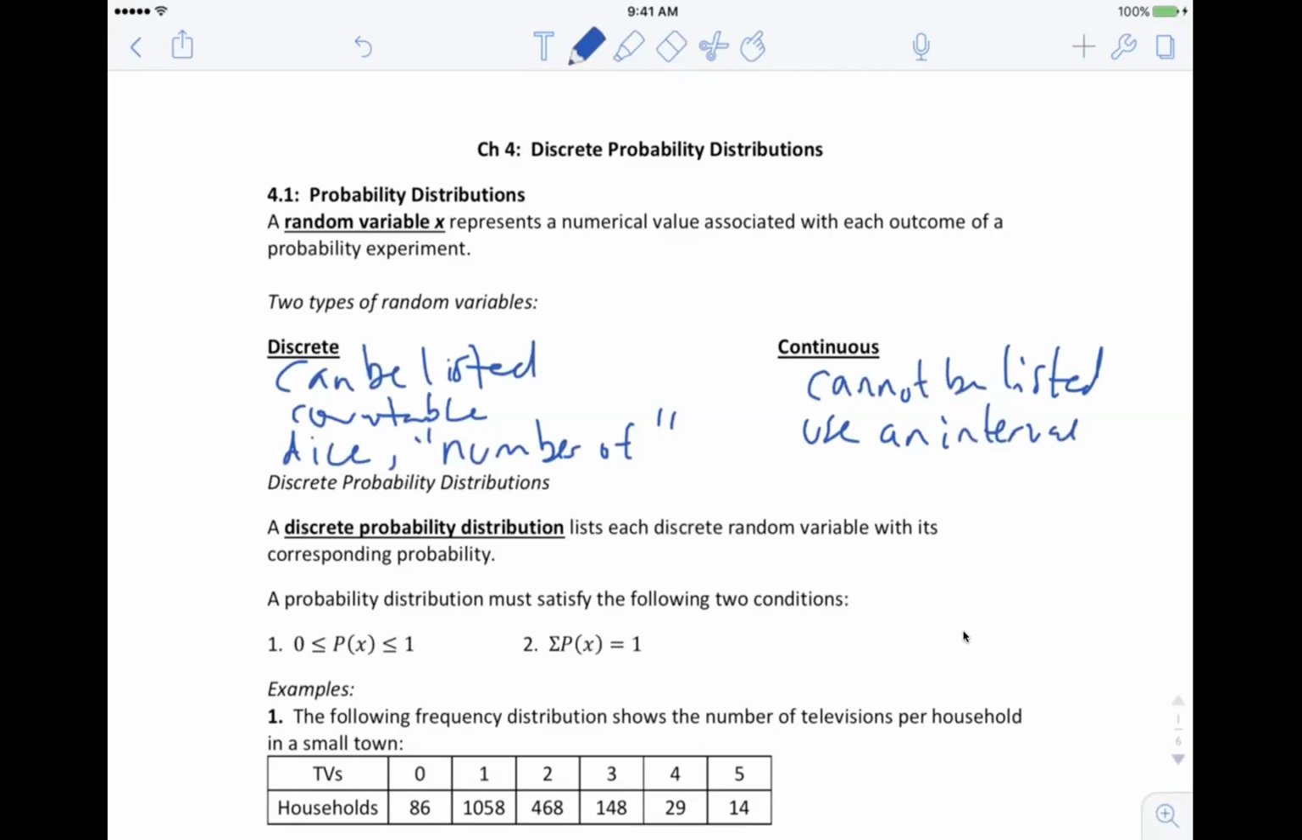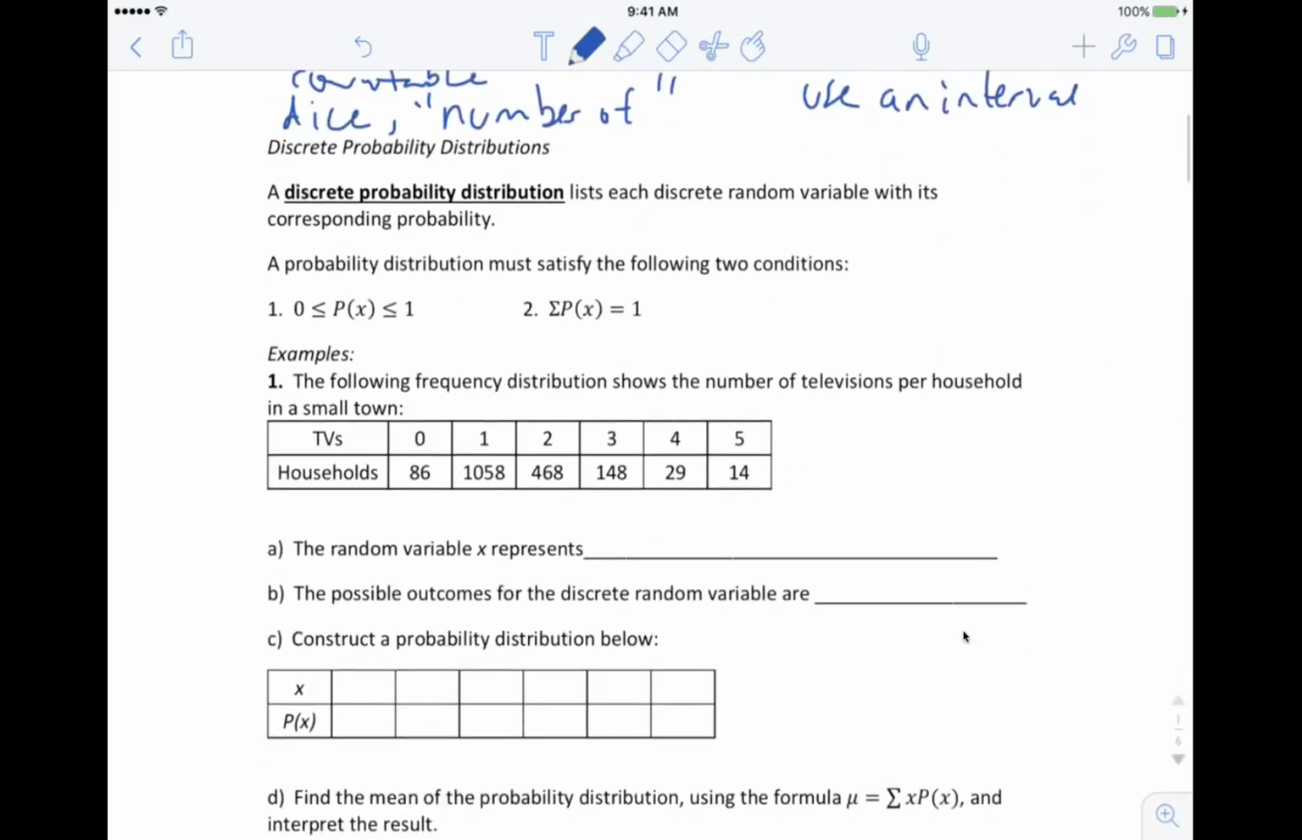So we're going to focus on discrete, and we're going to talk about probability distributions. If I page up a little bit here, it talks about probability distributions. A couple of things that we'll know is that the probability is always between 0 and 1, and that's this one. And the sum of all the probabilities is 1. So let's look at an example.